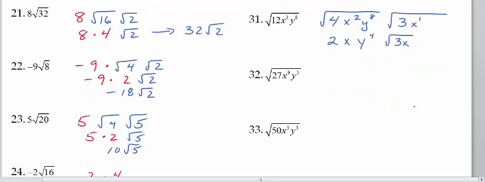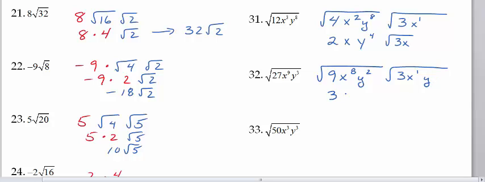Break down the 27 into 9 and 3. X to the 9th breaks down to x to the 8th and x to the 1st. Y to the 3rd breaks down into y squared and y. That leaves us with 3x to the 4th y times the square root of 3xy. Notice half of 2 is 1, half of 8 is 4.